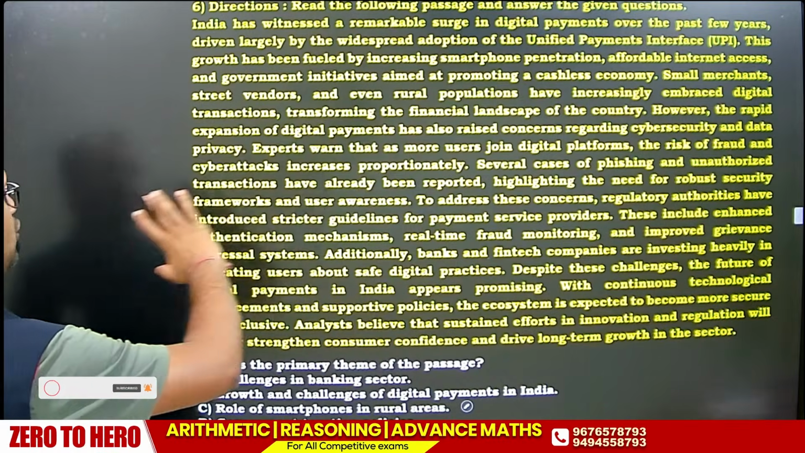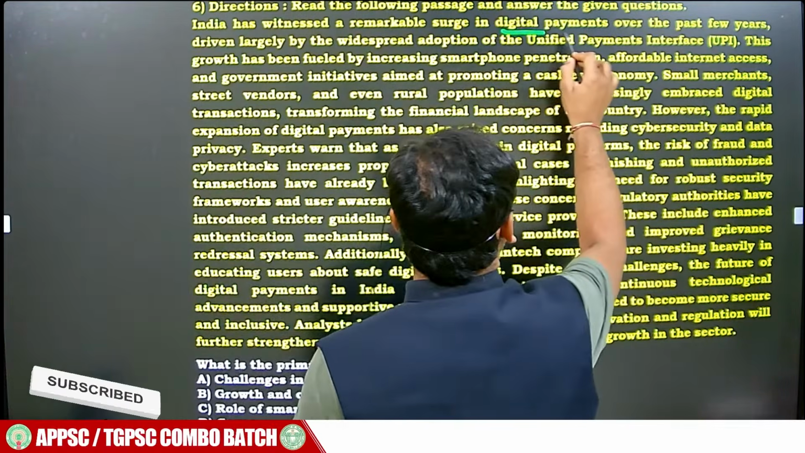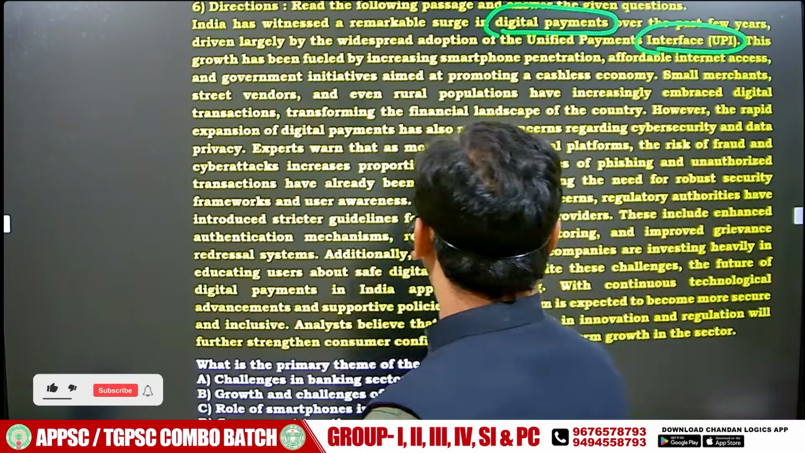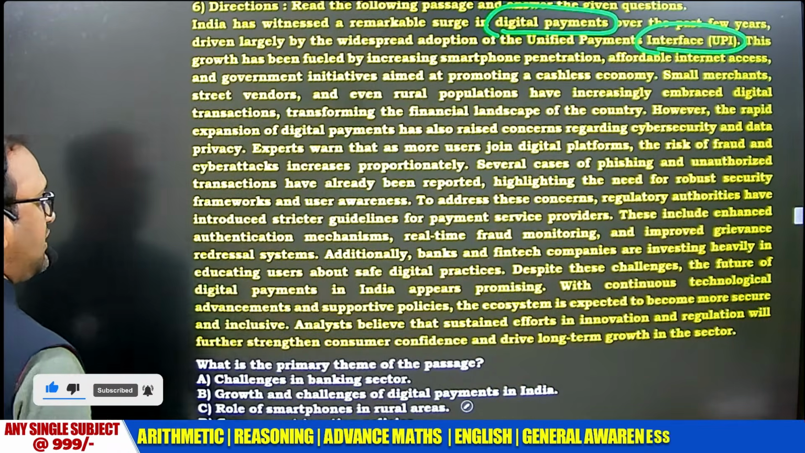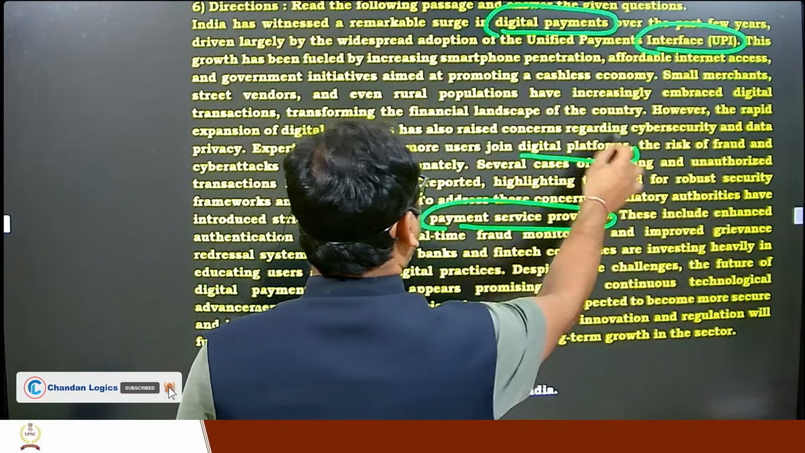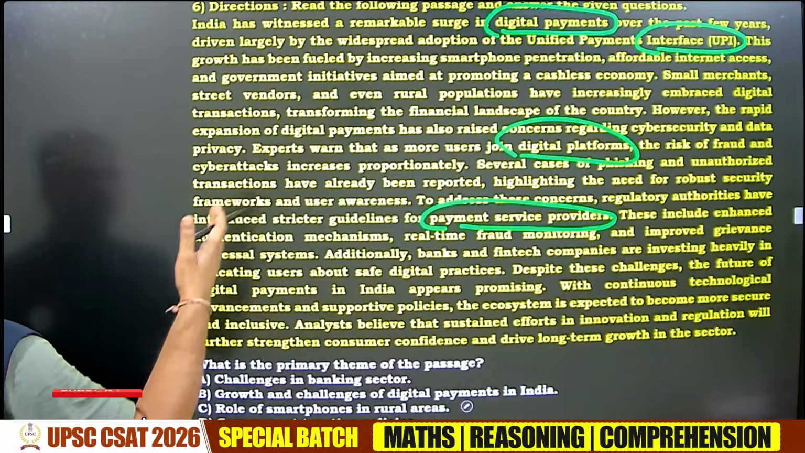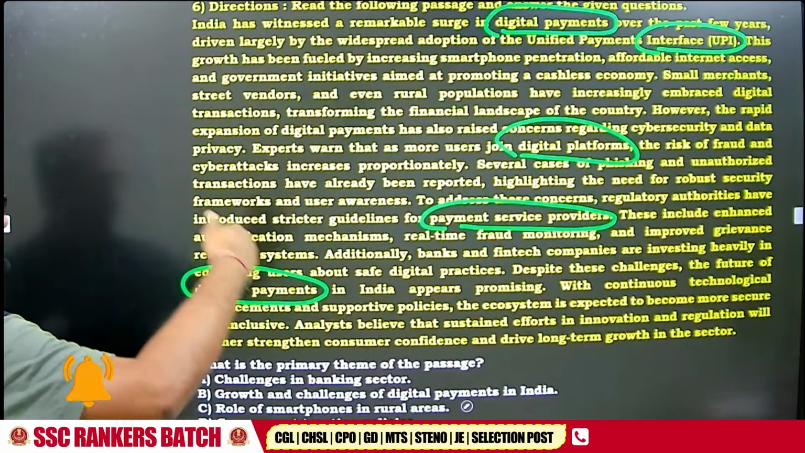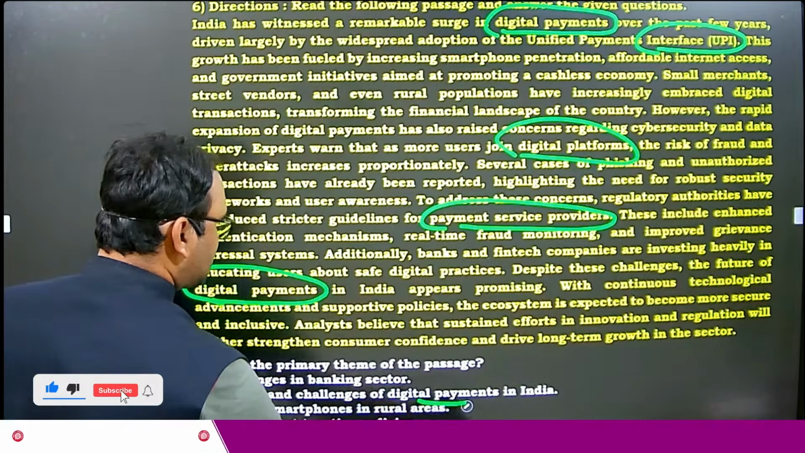If you don't read the paragraph but just glance at it, see, he is talking about digital payments here. He is talking about UPI here. Payment service providers, digital platforms. Mostly it is digital payment, digital payment, digital payment. Option B is right: growth and challenges of digital payments.